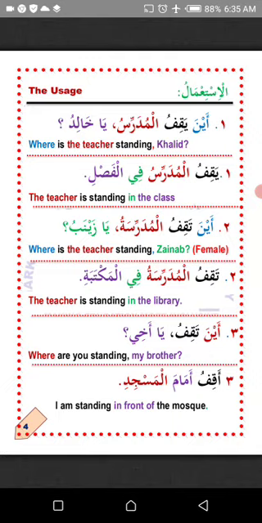Al-isti'mal, now the usage. Wahid, number one. Ayna yakifu al-mudarris ya Khalid? Where is the teacher standing?